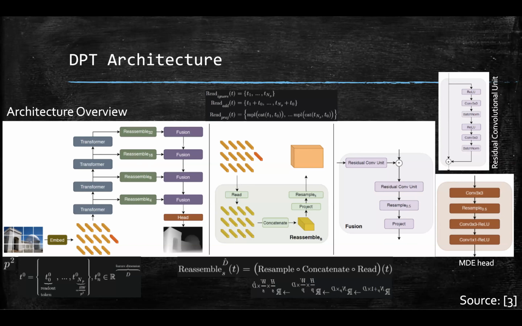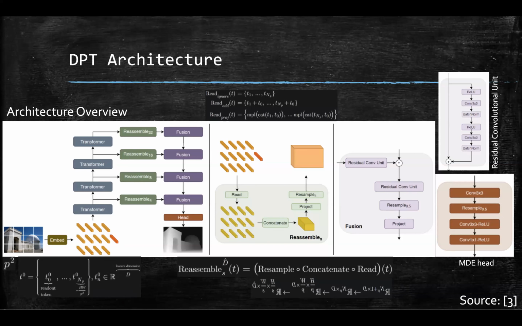Those representations are progressively fused into the final dense predictions. The authors proposed for that reassembling to be done in 3 stages. You can see those stages here: resample, concatenate, and read. Actually, first read, concatenate, and then resample. Read serves to appropriately handle the readout token, which can be useful to capture global information.